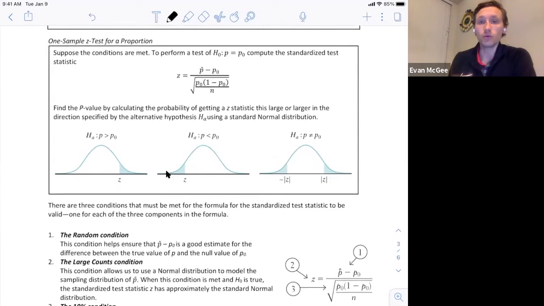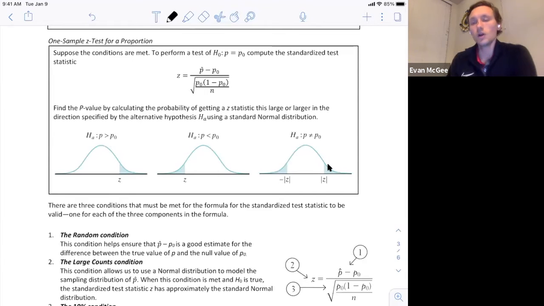So again, this is called a one sample z-test for a proportion, where we have our null hypothesis, some parameter equal to some value. And you've seen this formula before. This is the standardized test statistic. It is a z-test, so we have a z test statistic. In this case, our alternative could be that it's greater than, or less than, or not equal to. And we've discussed before that if it's greater than or less than, then it's called a one-sided test. If it's not equal to, then it's a two-sided test.